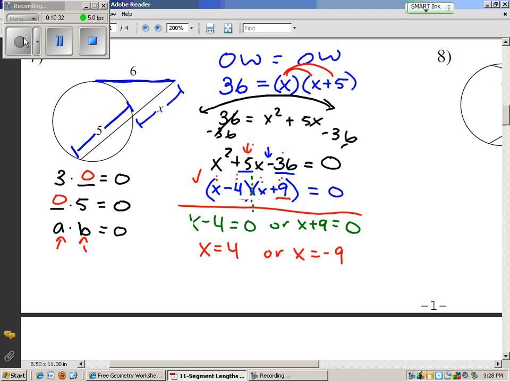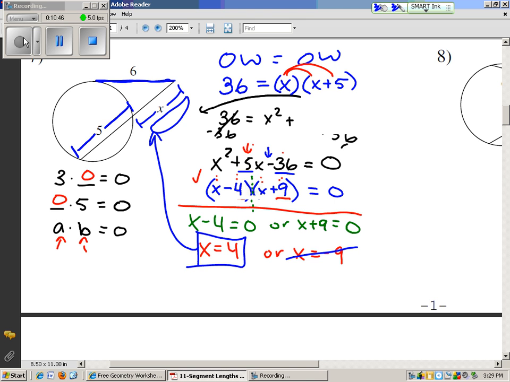Now, one of these is right, one of them is not right. Since this is geometry, we cannot have a negative length. So therefore, x equals negative 9 would not be a possibility we would consider. And x equals 4 is the correct answer. Done.